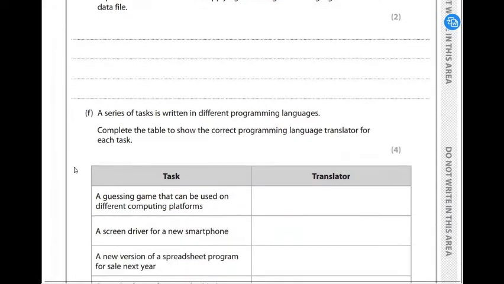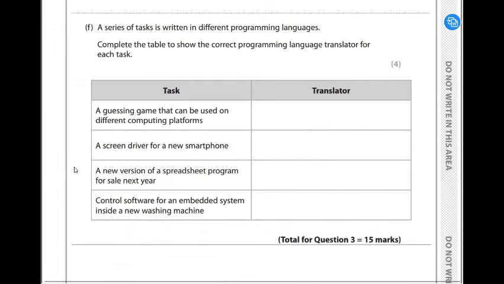And now for the next one. A series of tasks is written in different programming languages. We have to complete the table to show the correct programming language translator for each task. A guessing game that can be used on different computing platforms: the translator is going to be an interpreter. A screen driver for a new smartphone, that's an assembler. A new version of the spreadsheet program for sale next year, that's going to be a compiler. Control software for an embedded system inside a new washing machine, that's also going to be an assembler.